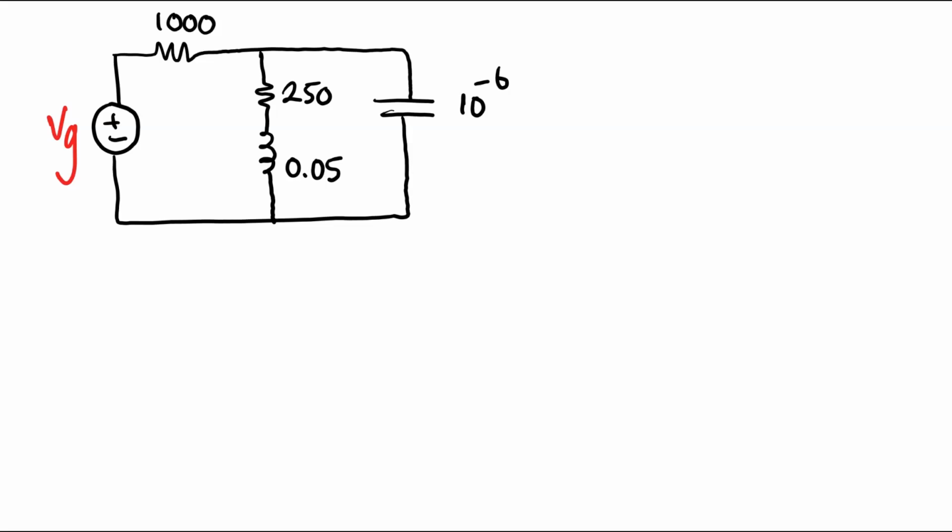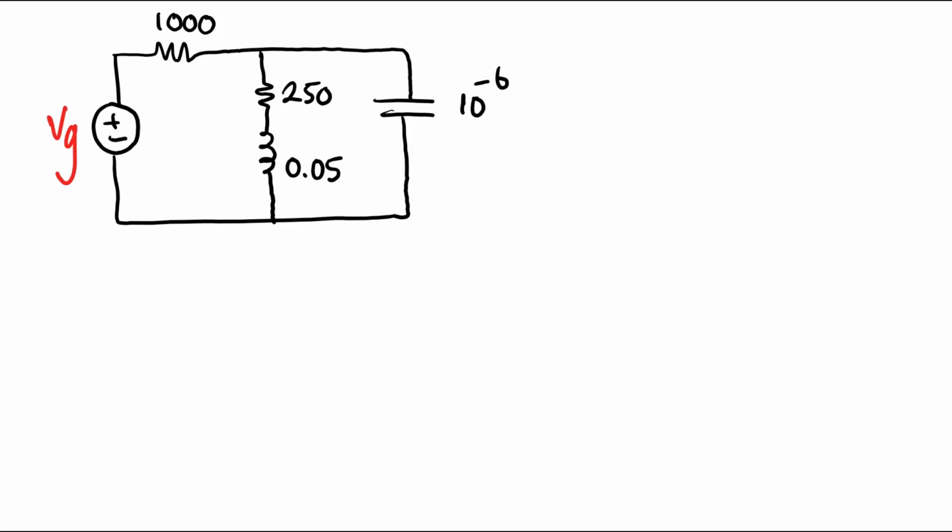Okay, now let's go to our original example circuit and see what different options we have here for our transfer function. In this circuit, we have only one input, and that's VG, so we don't have more than one choice for our input, but we can choose different outputs for our transfer function.